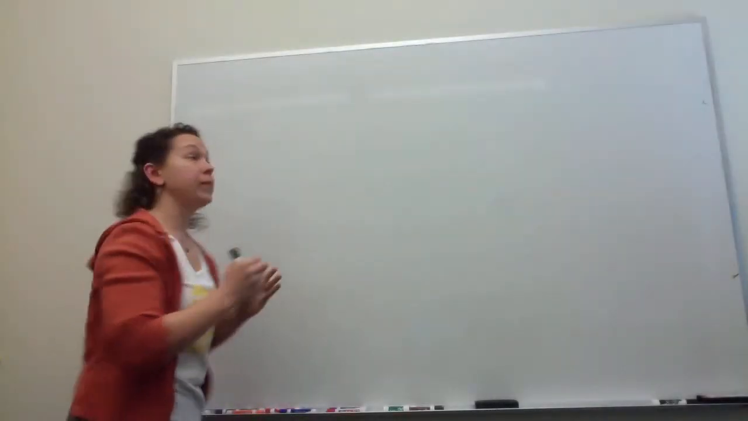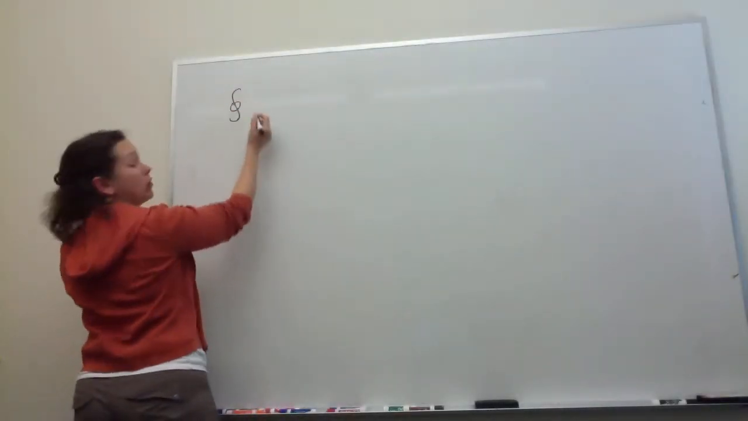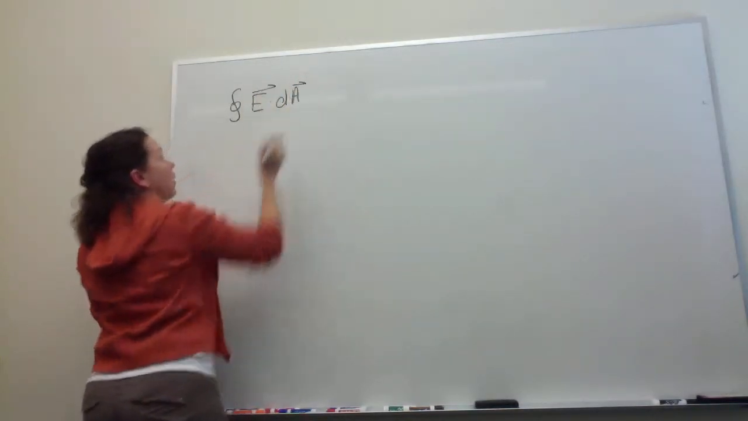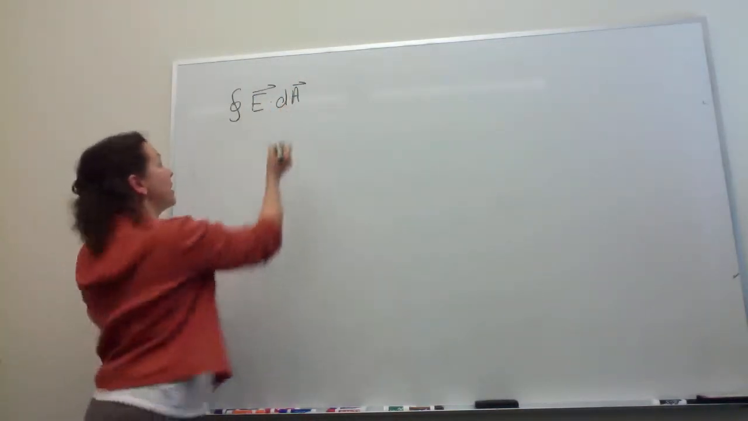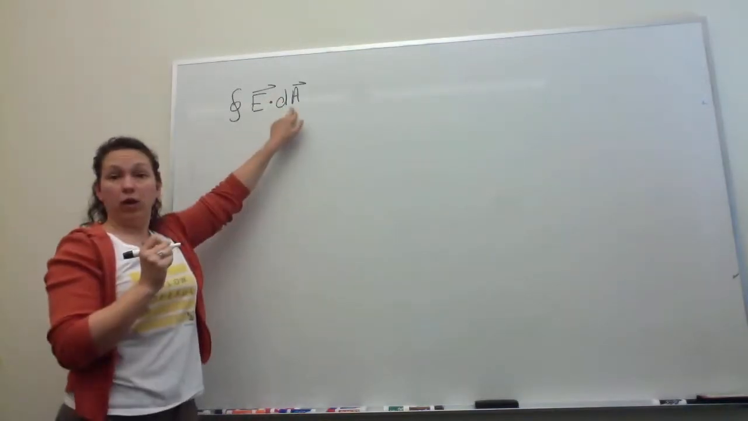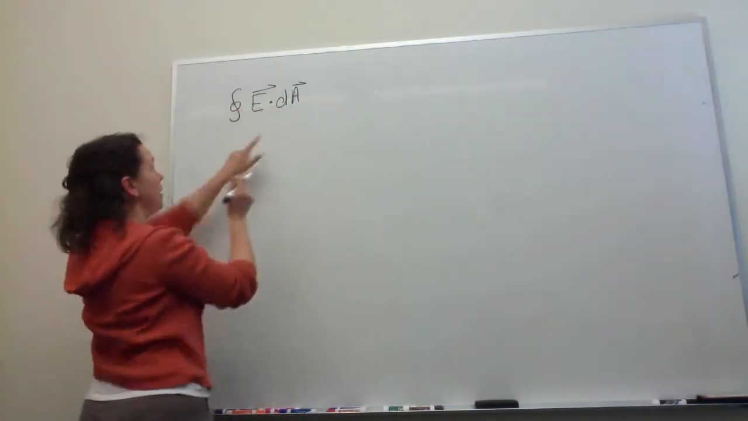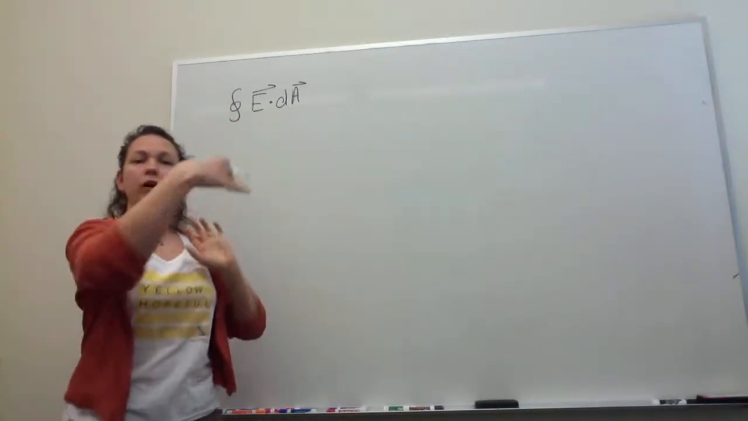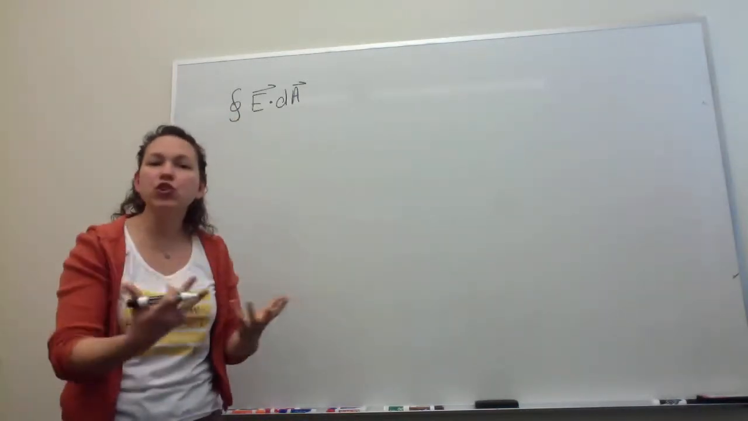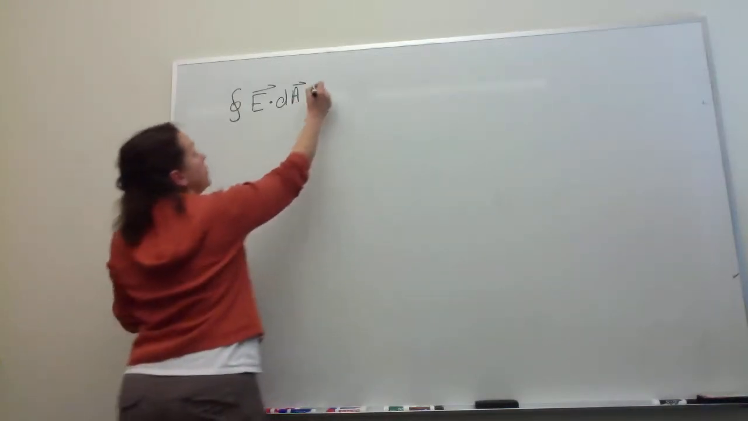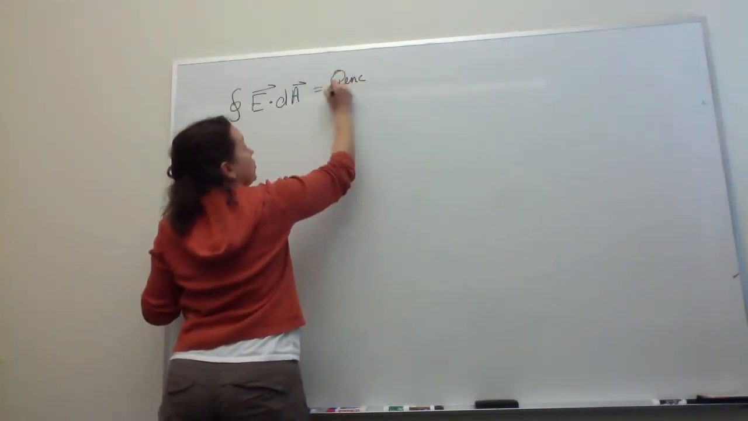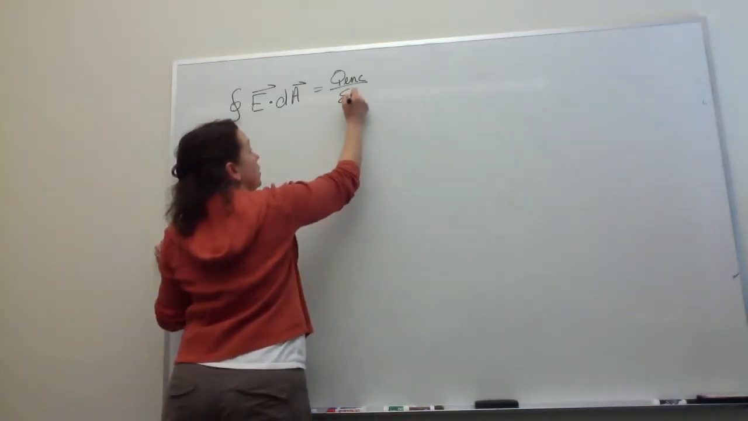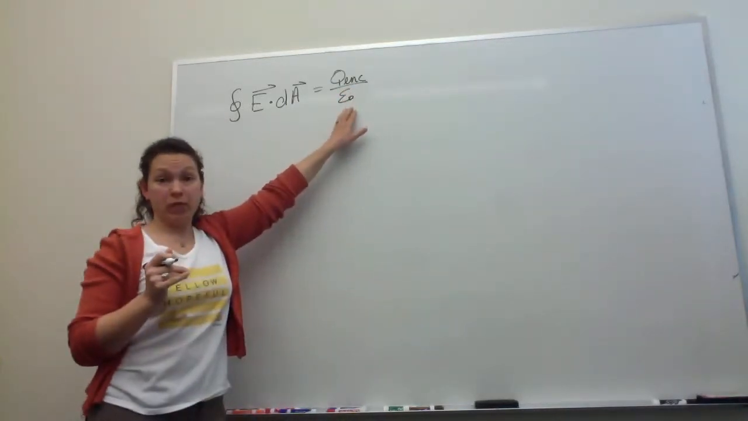All right, Gauss's law. We have a closed loop integral of the electric field dotted with some area element, and it's that closed area. So you're talking about a bubble, a cube, some kind of shell that's completely closed. And that is equal to all of the charge that's enclosed in that shell, divided by epsilon naught.